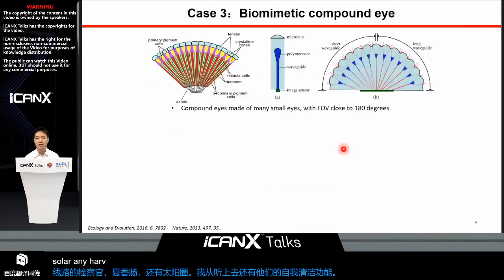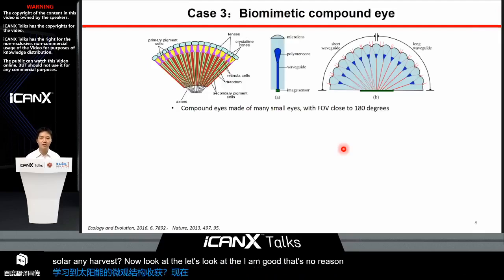Now let's look at the eye again. Let's start with the arthropod, the compound eye from the arthropod.